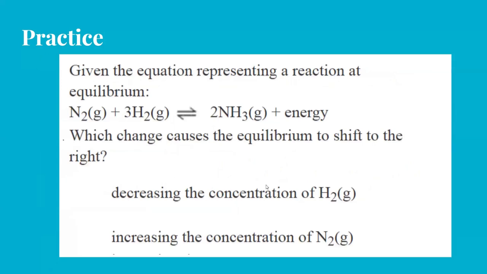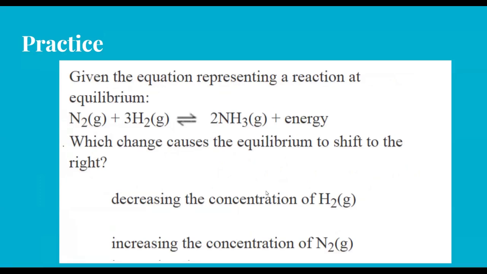All right, now back to our Haber-Bosch process. Given the equation representing the Haber-Bosch process, which change causes equilibrium to shift to the right? To the right would be forward.